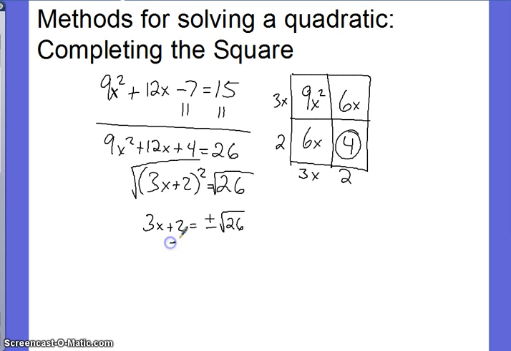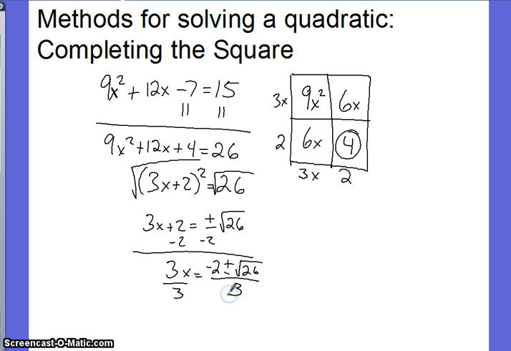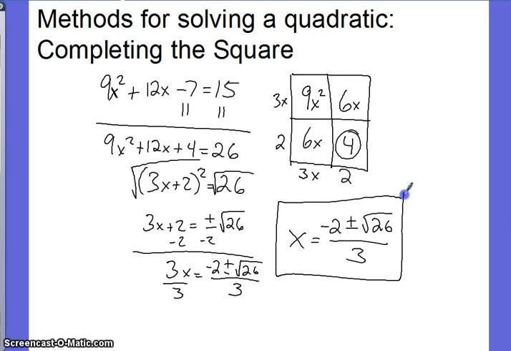So now I have 3x plus 2 equals this plus or minus the square root of 26. So now my next step, I would add a -2 to both sides. So I get 3x is equal to -2 plus or minus the square root of 26. And then I have to finish this off by dividing by 3 on both sides. So I'm going to divide this entire thing by 3. So I know that x is equal to -2 plus or minus the square root of 26 over 3. And again, this is in radical form. I can't break this down anymore to simplify this radical. So this is going to be my solution.